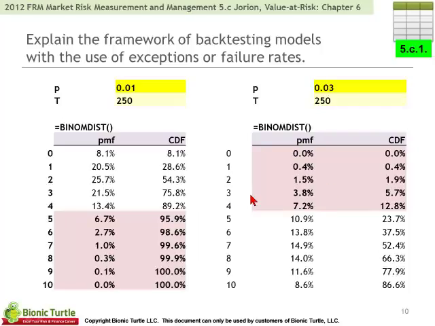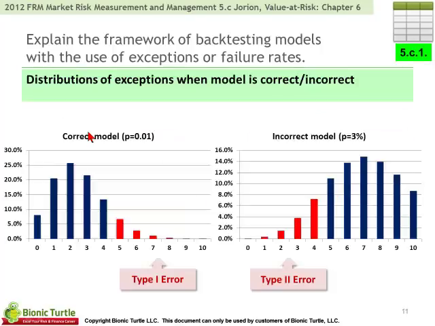So if we observe 3, it's more likely that we're dealing with our accurate model, but it's certainly possible that we have an inaccurate model.